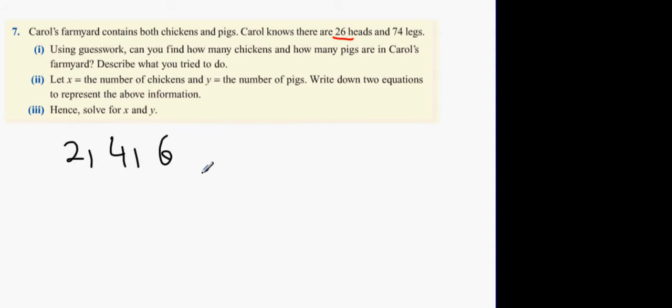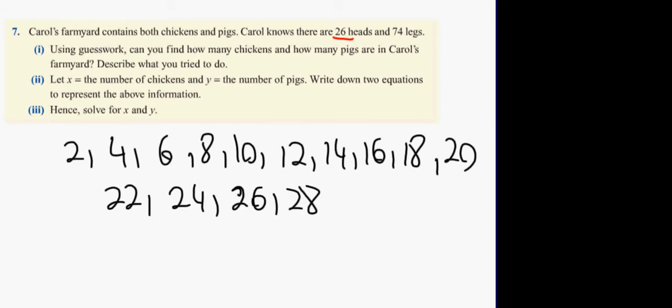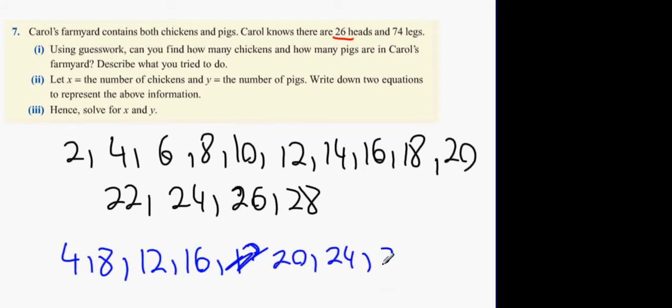in legs. This is chickens, okay? 1 chicken, 2, 4, 6, 8, 10, 12, 14, 16, 18, 20, 22, 24, 26, 28. Going to stop there. Then I'm going to count up in 4s because that can represent how many pigs' legs there is. Okay, we have 4, 8, 12, 16, 20, 24, 28, 32, 36, 40, 44.